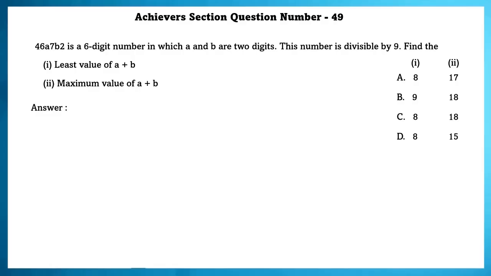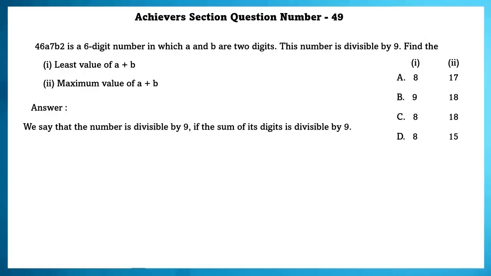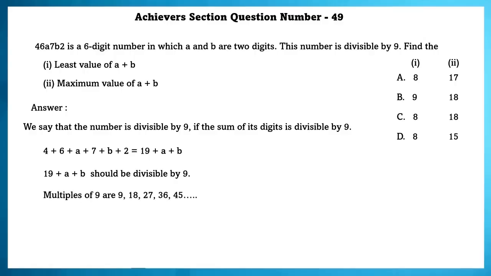Achiever section question number 49. 46A7B2 is a 6-digit number in which A and B are both 2 digits. This number is divisible by 9. Find the least value of A plus B and maximum value of A plus B. We can say that the number is divisible by 9 if the sum of its digits is divisible by 9. So if we add this, we'll get 19 plus A plus B. So this number should be divisible by 9.